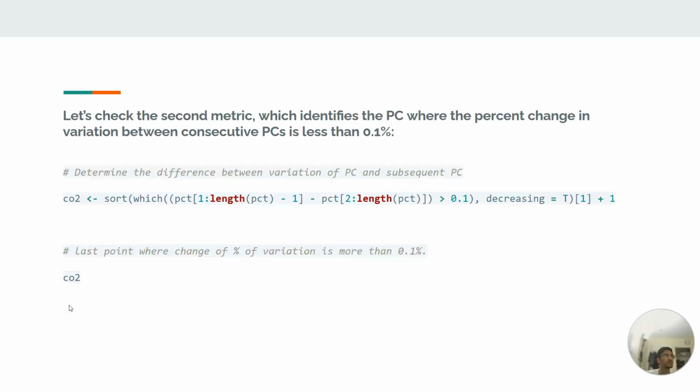Now, coming to the second metric, we're going to identify where the percentage change in variation between consecutive principal components is less than 0.1%. So what are we going to do first? We're going to see the difference between the variation of the principal component and the subsequent principal component, okay? So this is the calculation. I don't want to go in depth over here, but as you can see, this is going to take the pct variable that we calculated and do some calculation and store it in co2. So this is going to be our last point where the change of variation is more than 0.1%.